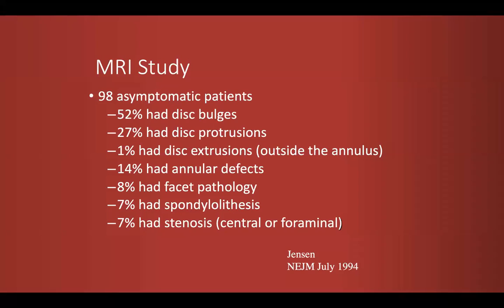This study is absolutely landmark in my mind, and anyone who's treating low back pain really needs to have read this article. So you had 98 asymptomatic patients, but you had this huge number of them that had disc protrusions and disc bulges and disc extrusions, as well as these things we've been talking about: annular defects, facets, spondylolisthesis, stenosis. All of these were in patients who did not have any pain. And in fact, when these films were shown to surgeons, 40% of the MRIs were offered surgery in asymptomatic patients.